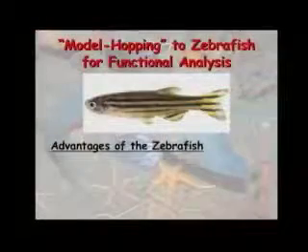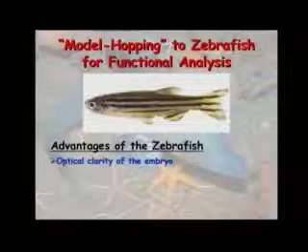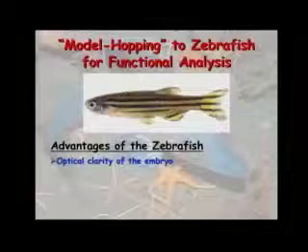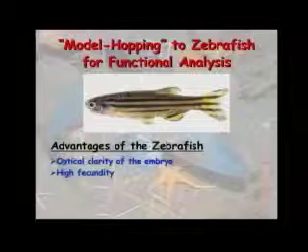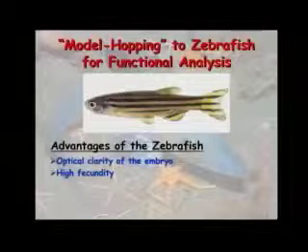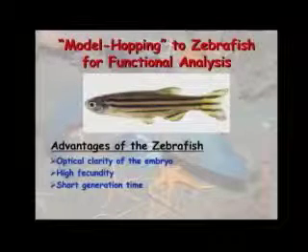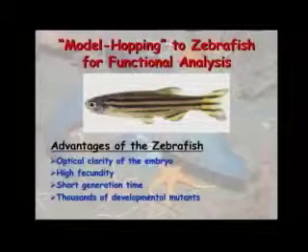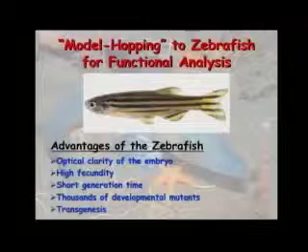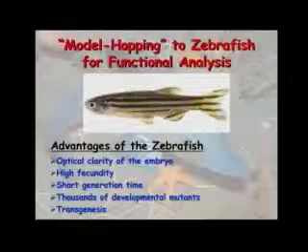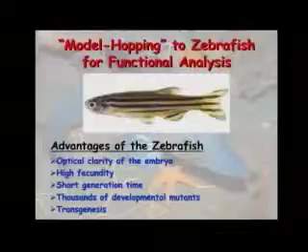There are a number of advantages to using the zebrafish. First, its embryos are clear, so you can study them microscopically. They have high fecundity, laying 200 eggs in a mating. They have a short generation time, 2 to 3 months to sexual maturity, so you can do mutagenic experiments on them. There are thousands of developmental mutants that have now been described. And we can also do transgenesis on these fish. So if we wanted, for instance, to put an Antarctic fish gene into the zebrafish to see what it would do, we have that capability.